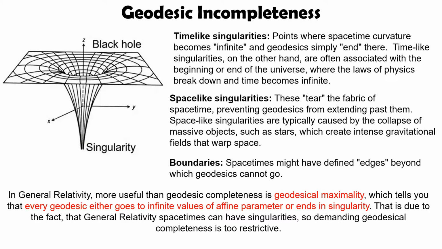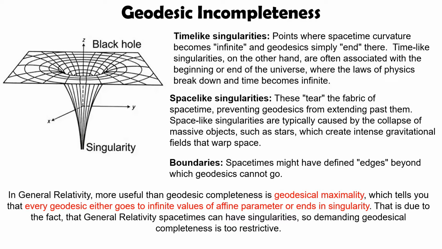Here this is important. We are talking of incompleteness, but technically we should say this. In general relativity, more useful than geodesic completeness is geodesic maximality. So what do we mean by this term geodesic maximality? It tells you that every geodesic either goes to infinite values of affine parameter, that means geodesically complete, or ends in a singularity. So we should not talk of geodesic completeness technically, we should talk of geodesic maximality. That means either it goes to infinite affine parameter or it ends in a singularity.